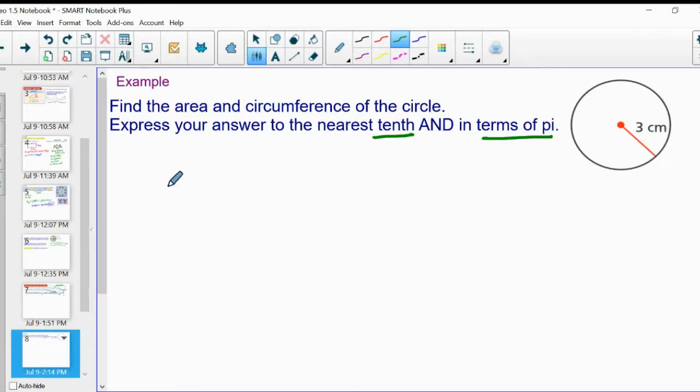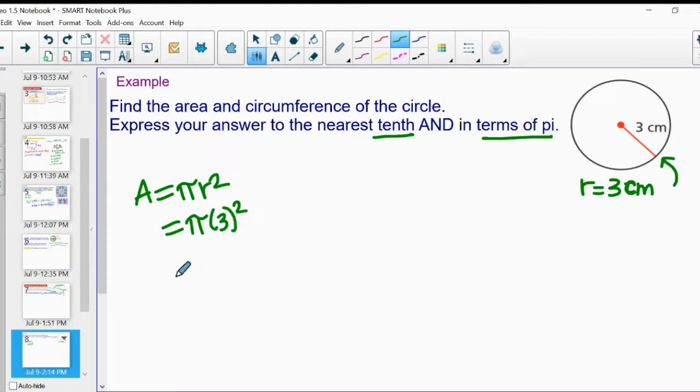Let's first start with what we need to know. We need to know either the diameter or the radius. In our circle diagram here, we are given the radius is 3 centimeters. Now it's just a matter of plugging into our formulas. If area is pi r squared, 3 is the radius, so plug in 3 for r. Here I'm first going to leave my answer in terms of pi. So 3 squared is 9, so pi times 9.